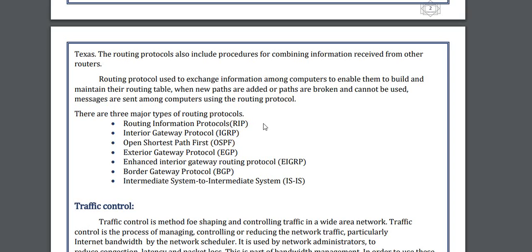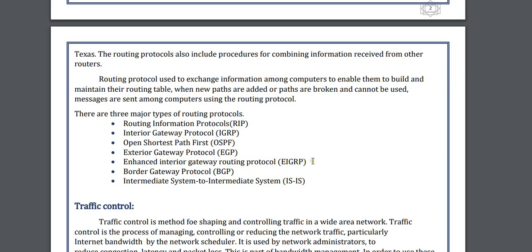Then the Interior Gateway Routing Protocol, which is IGRP, is similar. Then Open Shortest Path First, short form OSPF, is used for high bandwidth. It will check which path has the high bandwidth, then the packets will go through this path. This is known as Open Shortest Path First. Then the Exterior Gateway Protocol, which is known as EGP.